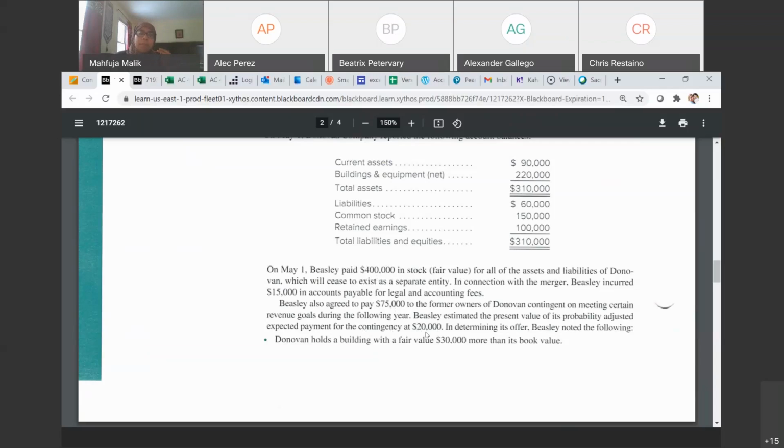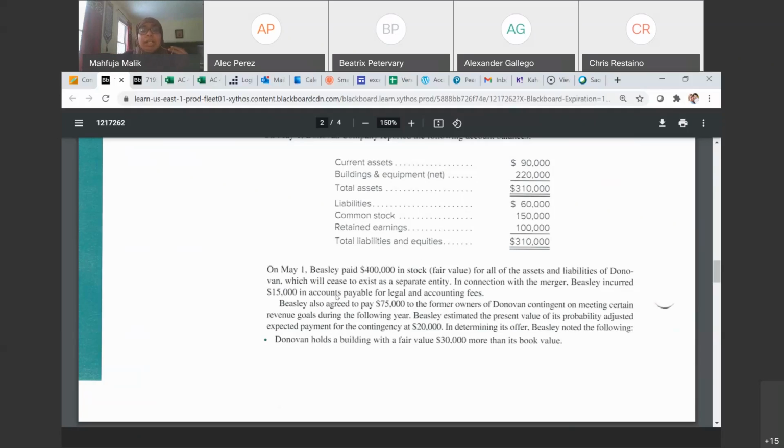So your purchase price will be this 400 plus this 20. So purchase price is 420. Right, everyone can see it well? Please make sure you have this problem, because when I switch to DocCam, the numbers will not be that big or visible.